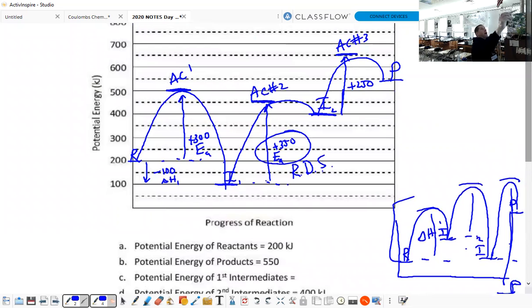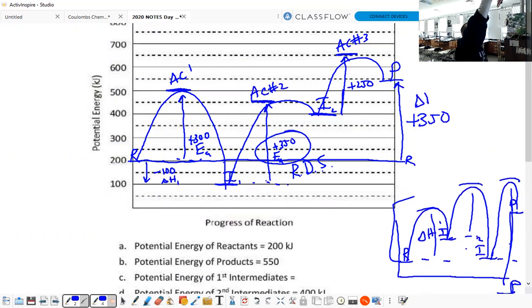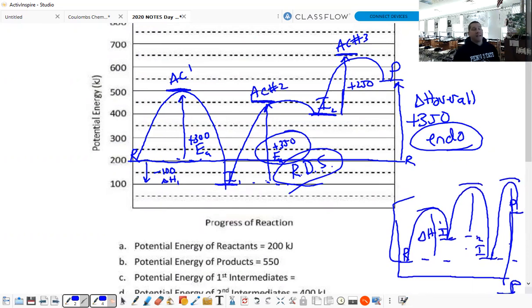You can finish it. But the overall, so we're starting with the reactants at 200, and it's ending up with the products at 550, for a delta H overall of 350. So this thing is endothermic. And as I said, the rate determining step is determined by the highest activation energy.